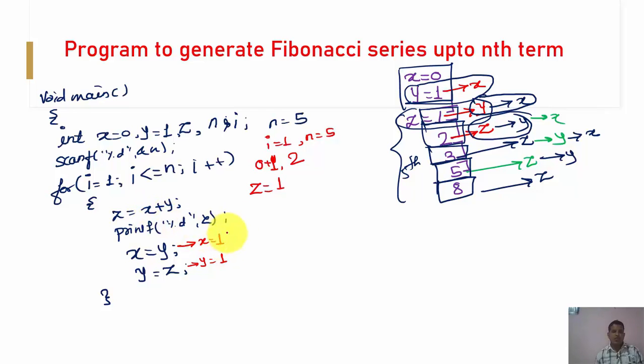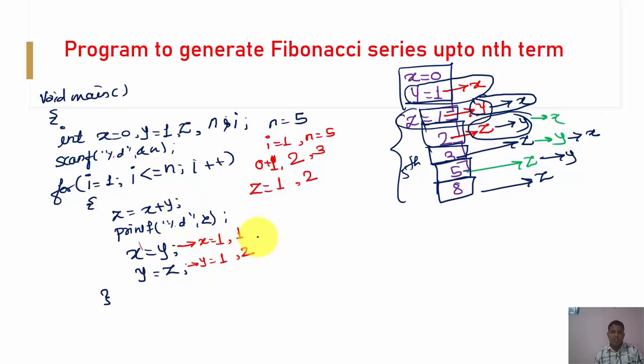So what is the value of x? It is 1, y is 1. So the value of z in the second iteration is now 2. Now again, after the first iteration, in the second iteration the value of y, that is 1, gets assigned here and the value of z gets assigned to y. Now again the value of i gets incremented by 1. The new value of i is 3, right? So now z is equal to x plus y.